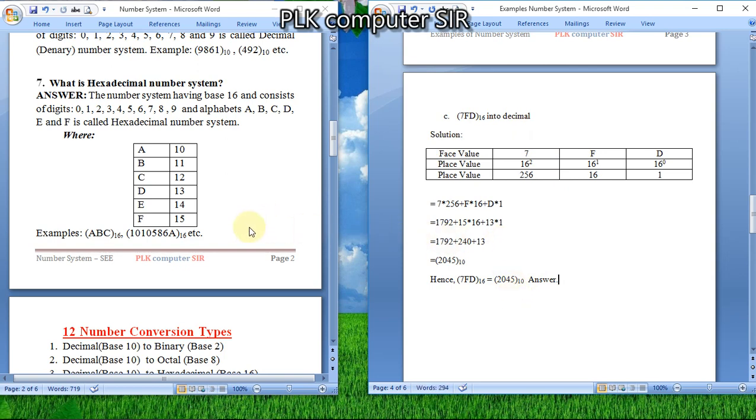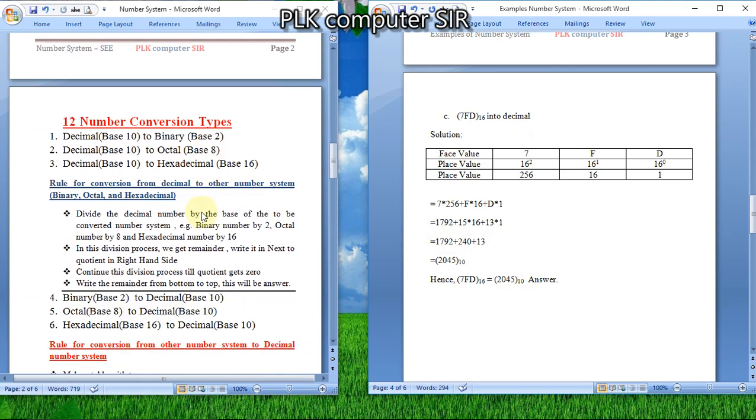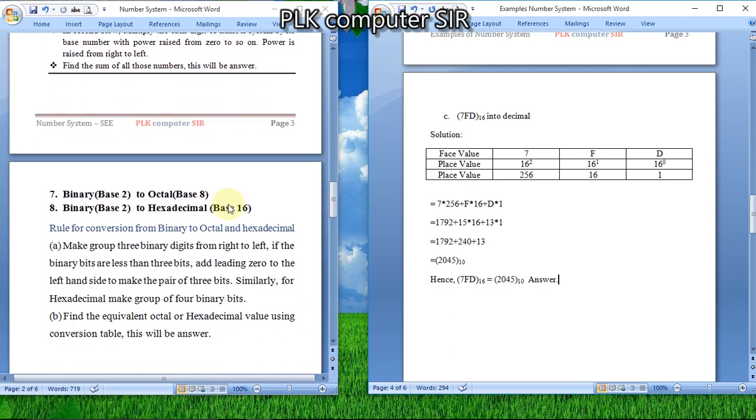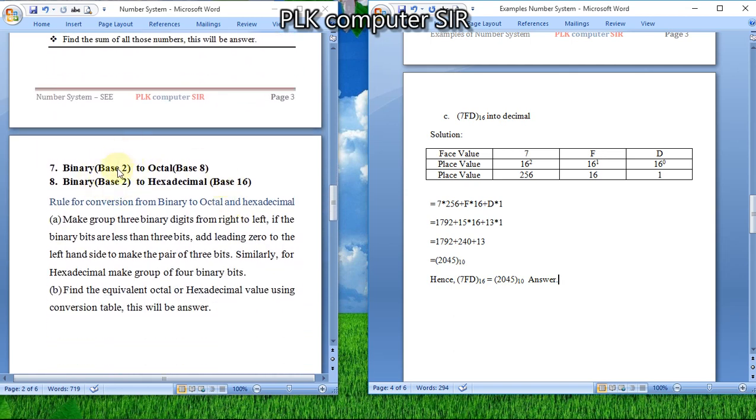Okay, I hope you have understood these 6 conversions: decimal to binary, decimal to octal, decimal to hexadecimal, similarly binary to decimal, octal to decimal, hexadecimal to decimal. And in the next video we will learn how to convert.